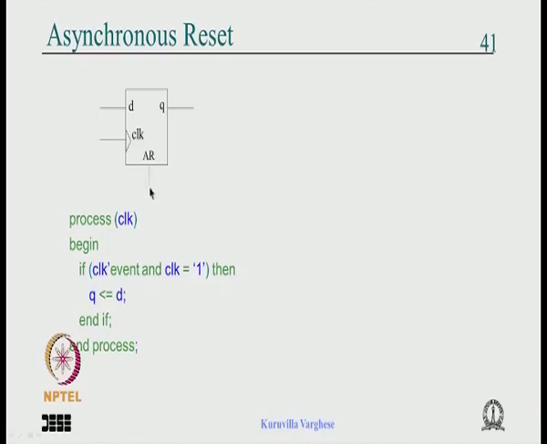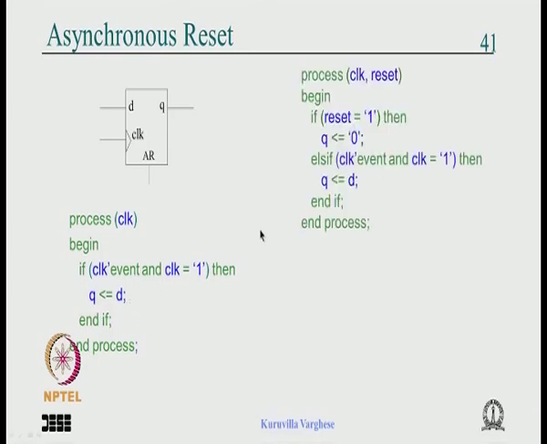Okay, assume that we call it RST or something like that. We need to write the RST here. Now it has priority over this business, so that code has to come before that. So what we do is we write reset here, and we say if reset is 1 then Q gets 0, else if clock'event and clock is equal to 1 then Q gets D, end if. Okay, so that is the right code for asynchronous reset.